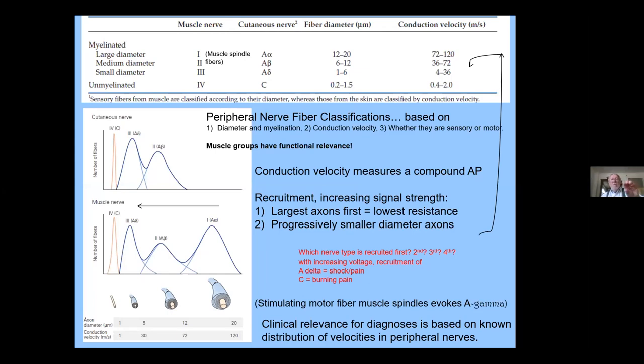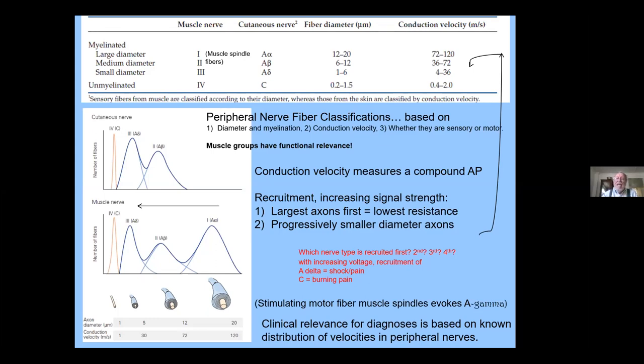And the way the muscle nerves and the cutaneous nerves share it is you can actually measure their fiber diameters, and you can see a large diameter fiber can be as high as 20 microns and can have a conduction velocity as high as 120 meters per second. So when I gave you that classic example last time about Shaquille O'Neal and his big toe, the information coming in has to travel quite a distance, but those large diameter fibers are traveling fast.